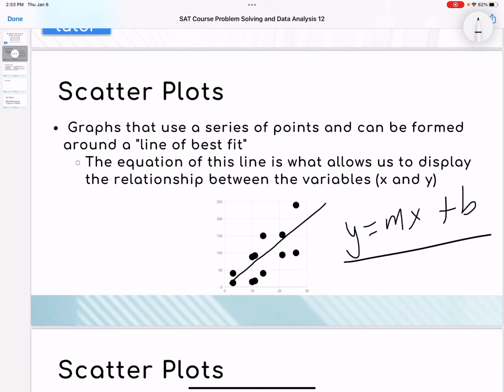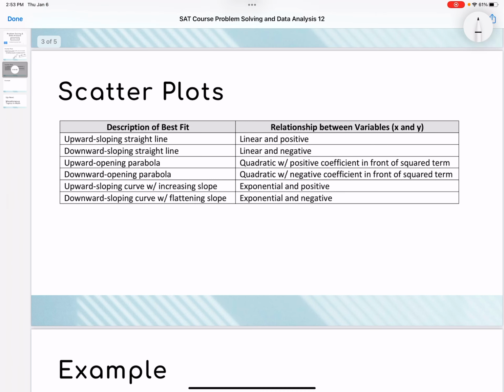So let's view all of the different options we have when we look at scatter plots and what that means for the equations of the lines of best fit. To start with this list, if we have an upward sloping straight line like the one we saw, then the relationship between the variables is linear and positive. So that's going to look something like this. The opposite of that is a downward sloping straight line. And that means that the equation is linear and negative. So it's linear but with a negative slope. So that y equals mx plus b will have a negative m value, a negative slope.